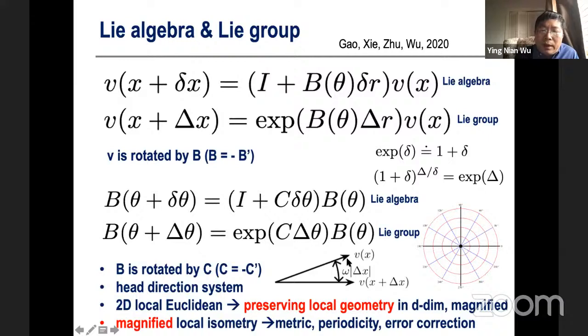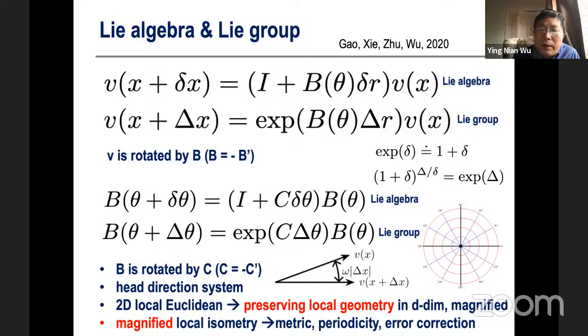However, we show that in this movement, when you move from V(x) to V(x plus delta x), mentally you rotate it. And we can prove that under this system, the angle of the rotation is omega times the Euclidean distance in the original 2D space. So this system is a magnified local isometry. You preserve the distance, but you magnify it. So when you move a little bit, your mental vector rotates by a big amount.